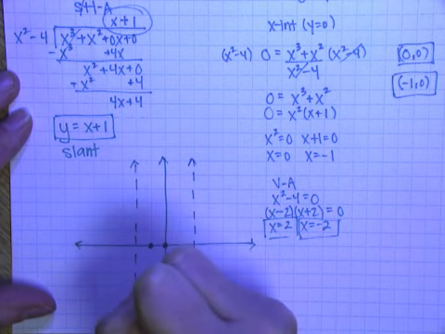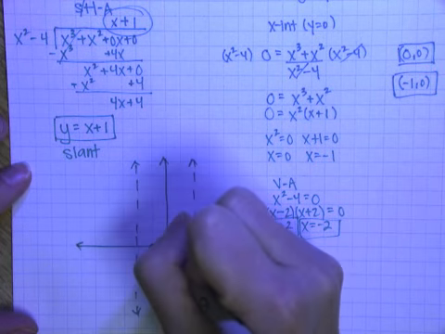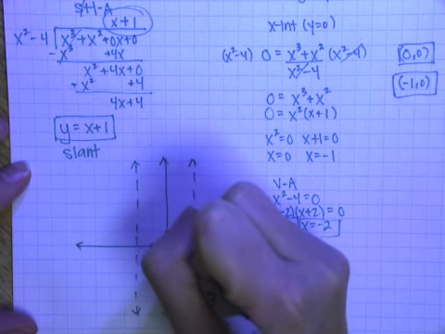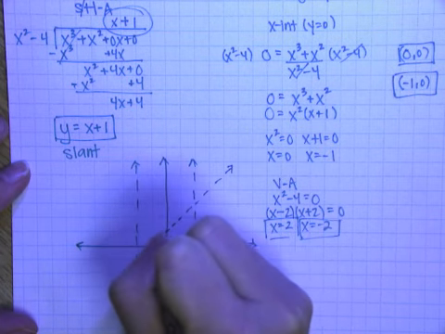So these are guiding the behavior of my graph. And I have a slant asymptote at y equals x plus 1. So let's see, that's up 1, and then the slope is 1. So I'm getting this linear function here.